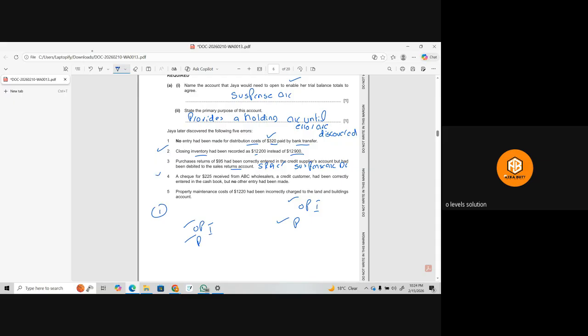Then we have error 4. They're saying that a check for $225 received from ABC Wholesalers, who is a credit customer, had been correctly entered in the cash book. No, the entry had been made. So basically we should credit the ABC Wholesaler. Since we received this check from them, and we have made the entry in the cash book, but we did not make the entry in the ABC Wholesaler's account. So what do we have to do now?